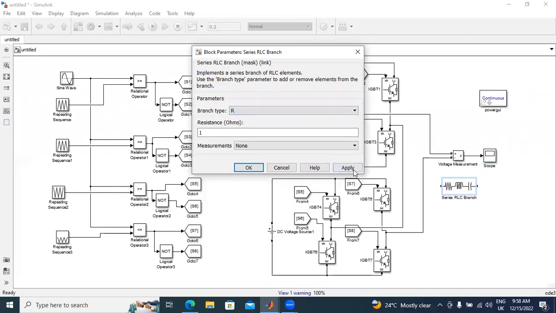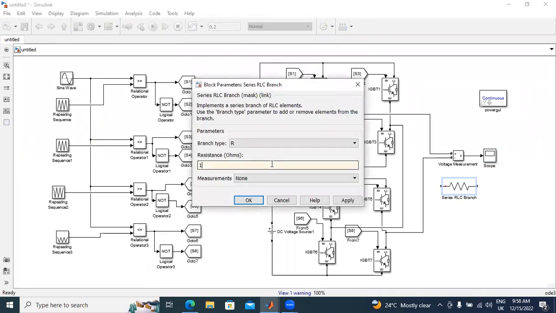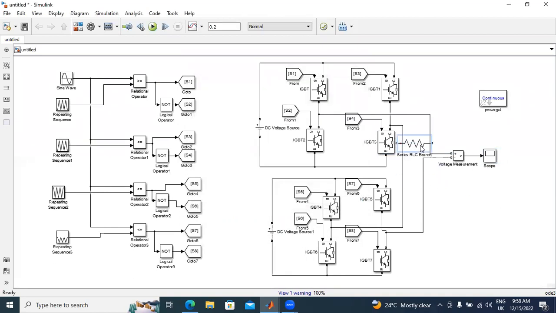Now I will connect here load across the resistor. I will connect load across the voltmeter. I will apply here 100 ohms. I will connect this R load across the voltmeter. This first one connected to here. Negative terminal connected to here. Now I will run this circuit.